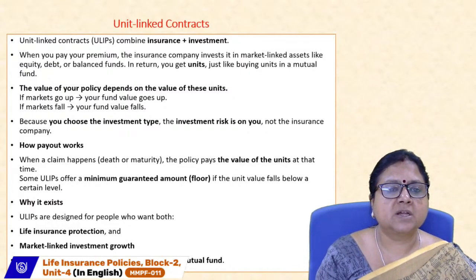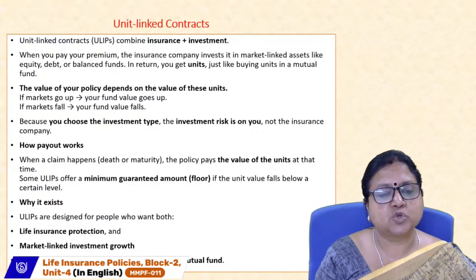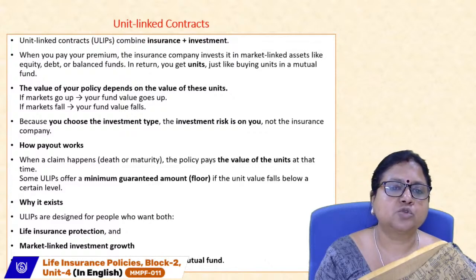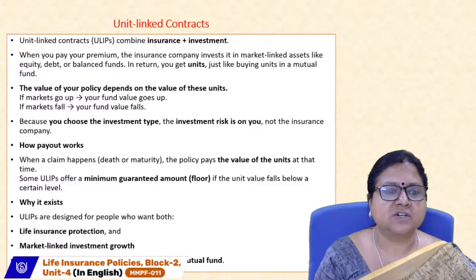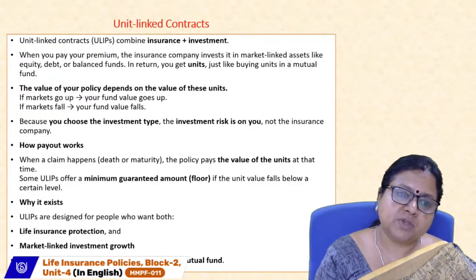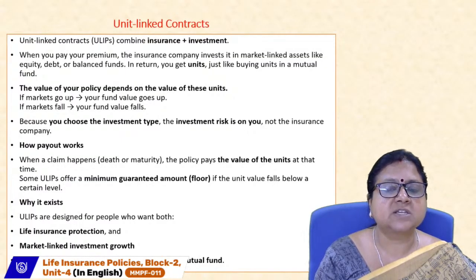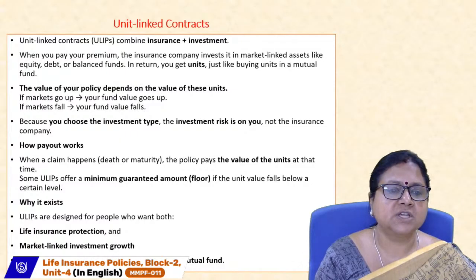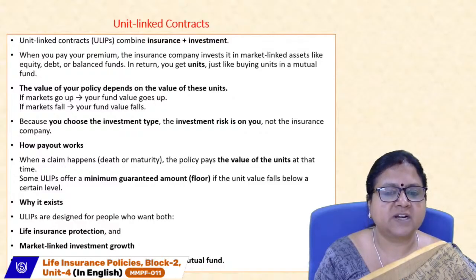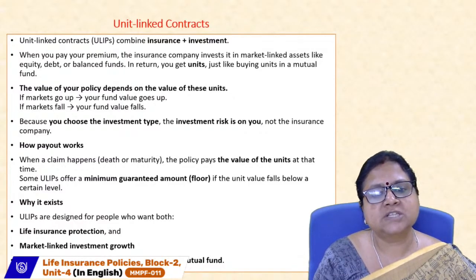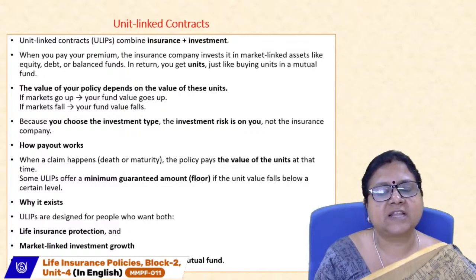So in that particular year, you will see if the unit value goes up, like a share price goes up, your fund value also goes up. If it falls down, then the fund value also falls down. Because you choose the investment type, the investment risk is on the individual person who has opted for the insurance. When claims happen in case of a death or maturity, the policy pays the value of the units at that point of time.